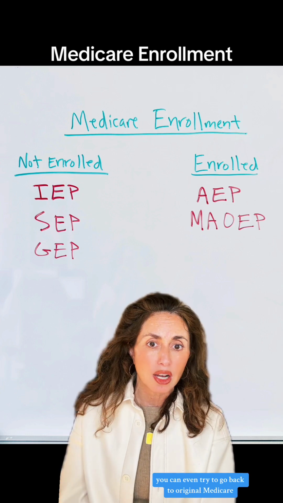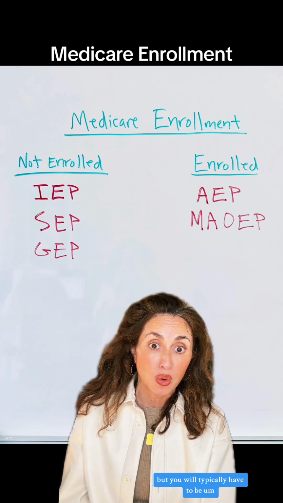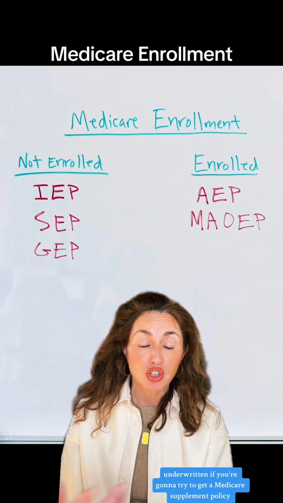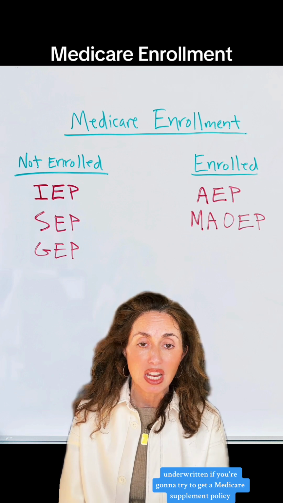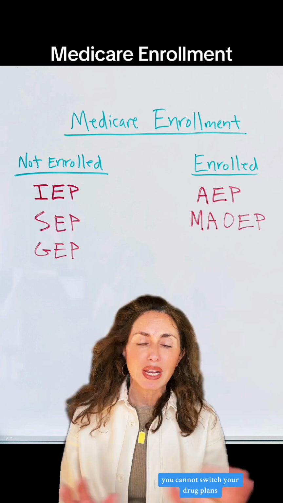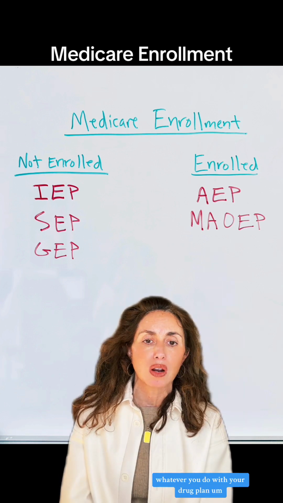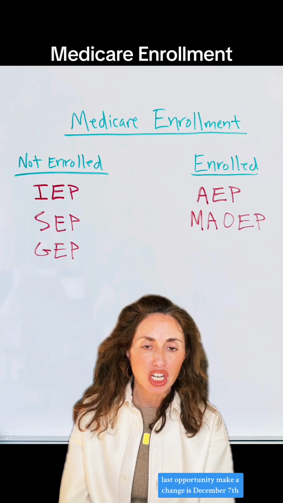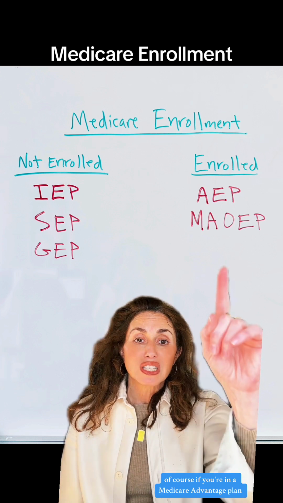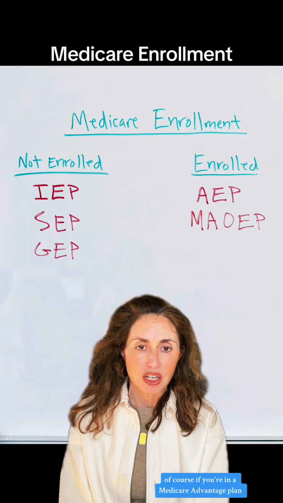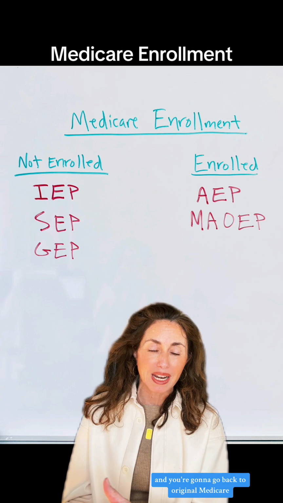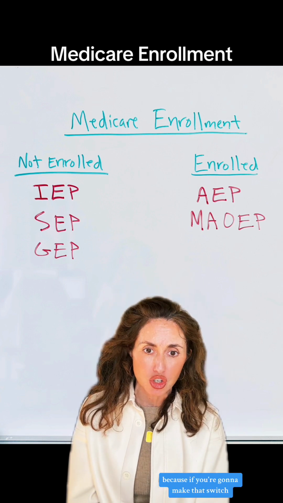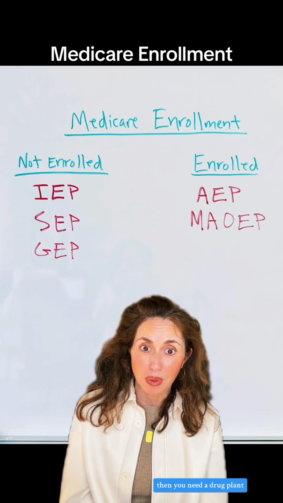You can even try to go back to original Medicare, but you will typically have to be underwritten if you're going to try to get a Medicare supplement policy. And during this time period, you cannot switch your drug plans. Whatever you did with your drug plan is done. Last opportunity to make a change is December 7th. Of course, if you're in a Medicare Advantage plan and you're going to go back to original Medicare, then you can switch into a drug plan, because if you're going to make that switch, then you need a drug plan.